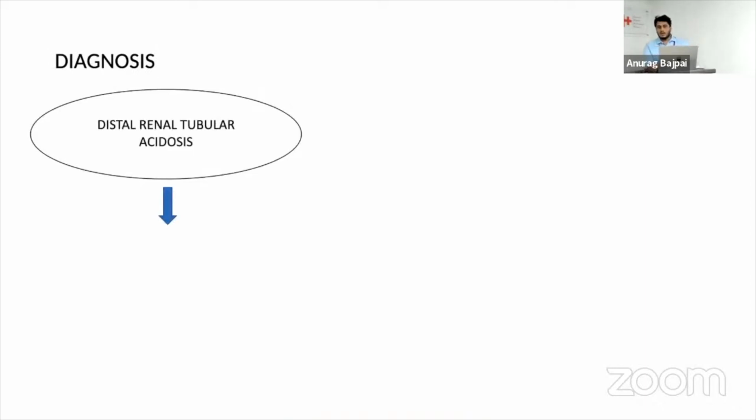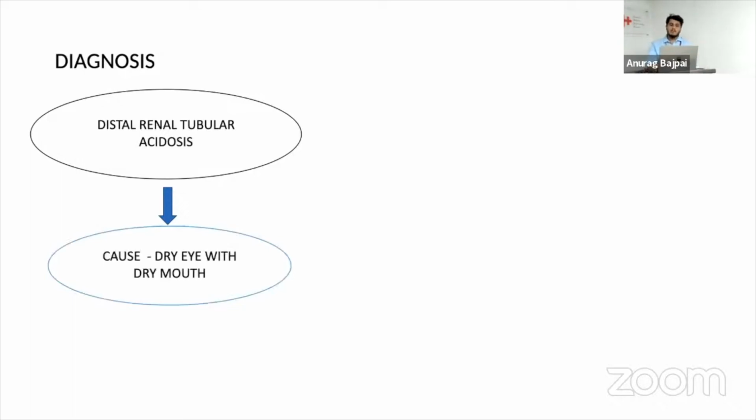In order to find the cause, we went back and asked for relevant history in the form of arthritis, rash, dry eye and dry mouth. When we probed her, we found that she had a history of dry eye and dry mouth, present even before the presentation of paralysis. She had the symptoms for the past 2 years, but she was not concerned about it. She was more concerned about the lethargy, weakness, and the paralysis.